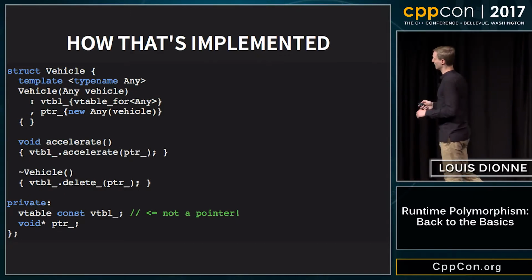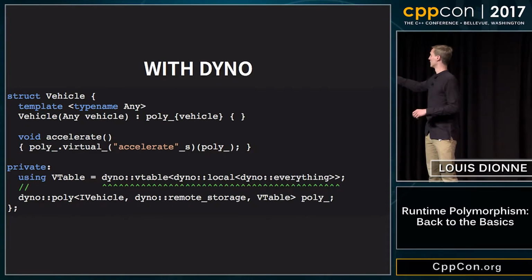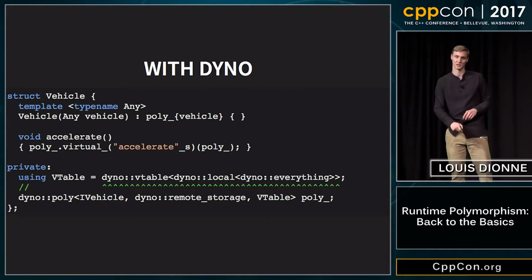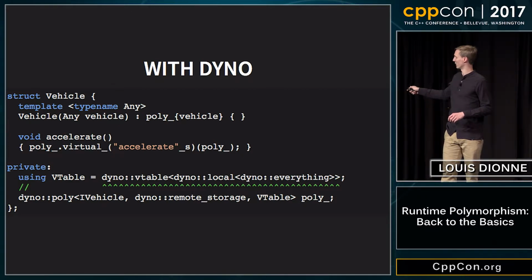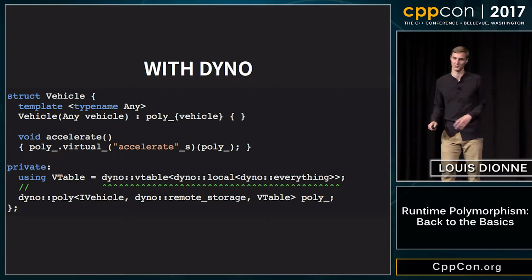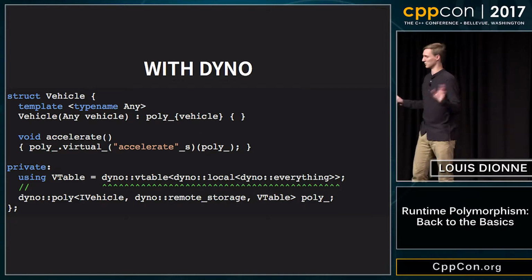So it turns out this is, okay. So this is how you can do it with Dyno. There's also a vtable policy. Basically, you can just say everything in my vtable is stored locally. It's a fancy little domain-specific language. If you're interested, you can go learn about it.